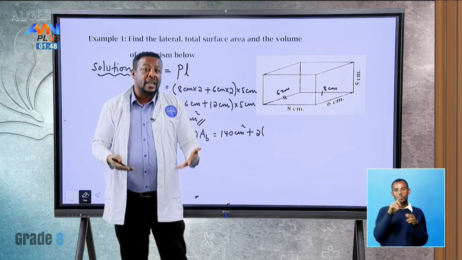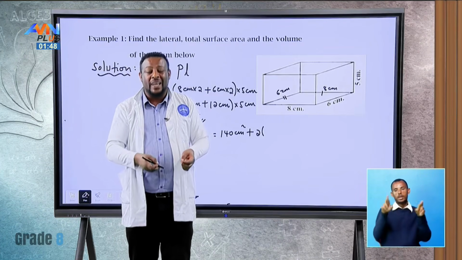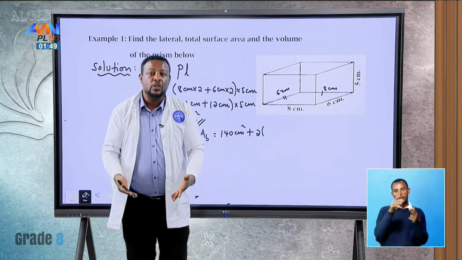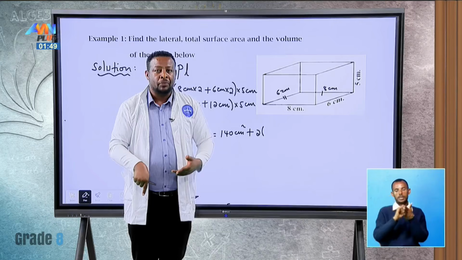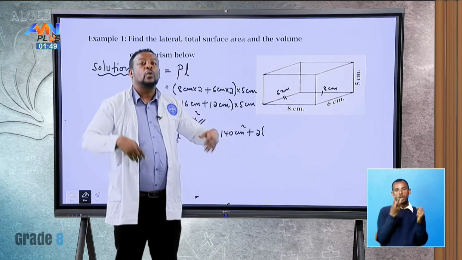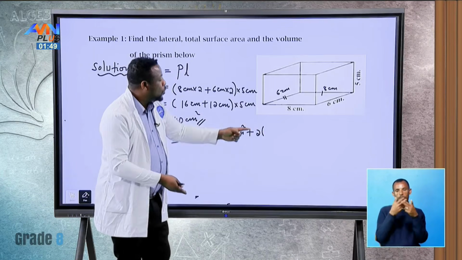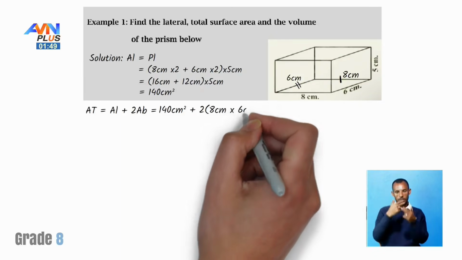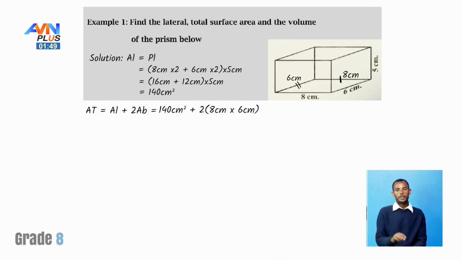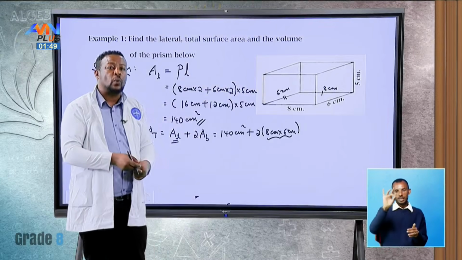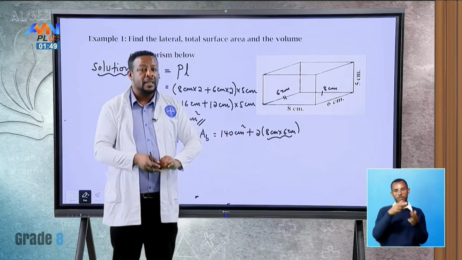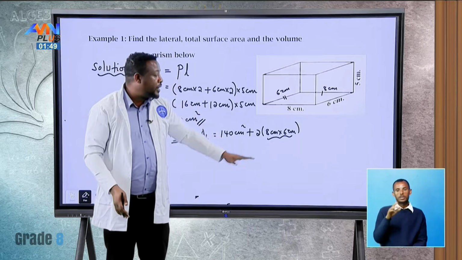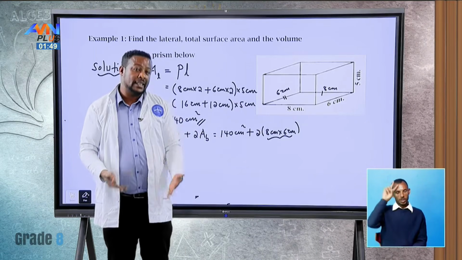You all know that the area of a rectangle is the product of length times width. So you can multiply 8 by 6. That gives you the area of the base. We do have two bases, so we have to multiply it by 2. So 2 times 8 centimeter times 6 centimeter. This product is 48 centimeter square. 8 times 6 is 48. Centimeter by centimeter is centimeter square. 48 times 2 is 96.